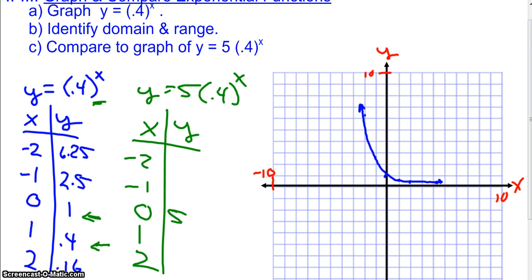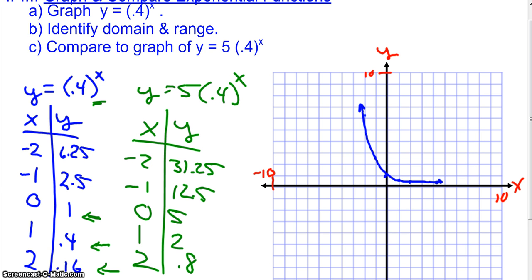0.4 times 5. 4 times 5 is 20, so we would put 1 decimal place in that. And it is, good, 2. What would 5 times 0.16 be? Do you know? 5 times 16? Good, 80. So we would have 2 decimal places now, and it would be 0.8. Good. Coming up now to -1. What would 5 times 2.5 be? Good, 12.5. And then 5 times 6.25. Okay, you got some good math going, even without a calculator.